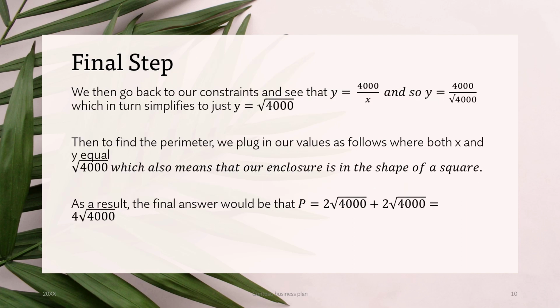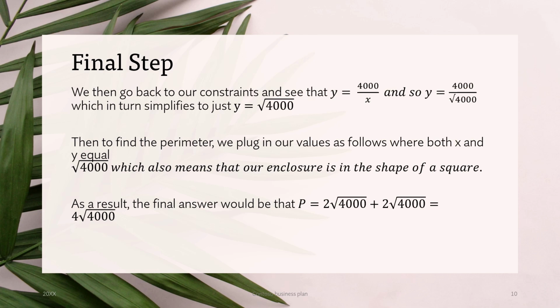The final step would be to go back to our constraints and see that y equals 4,000 over x, and so y equals 4,000 over root 4,000, and since we have a radical, we have to multiply times root 4,000, but then both 4,000s in the numerator and the denominator cancel out, and we're left with root 4,000 just as our number. And surprisingly enough, this would mean that our enclosure is in the shape of a square.